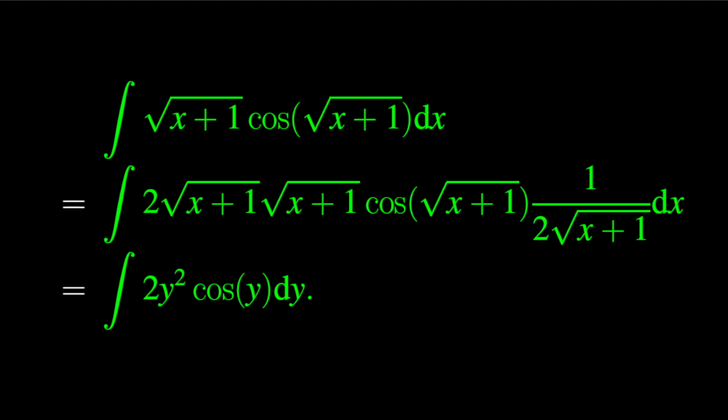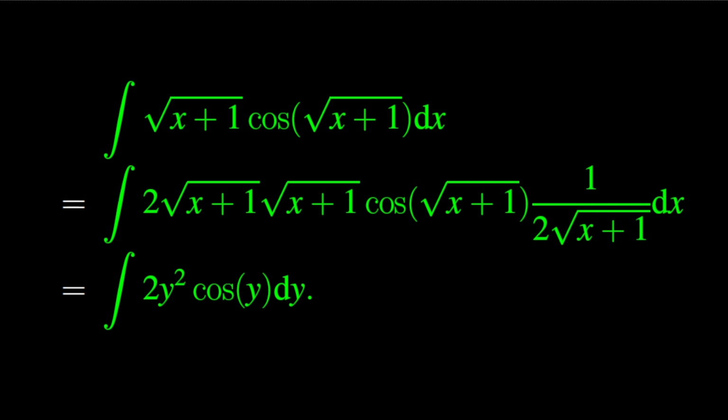So, we replace square root of x plus 1 by y, and the fraction 1 over 2 times square root of x plus 1 by dy. We then obtain the new expression of this integral as the integral of 2y square times cosine of y dy. This new expression of the function to integrate is simpler than the original one, however we still have to carefully figure out the best way to integrate this new function.